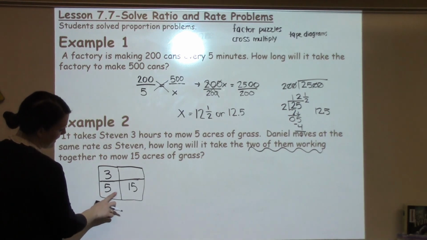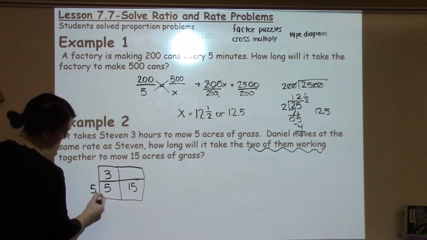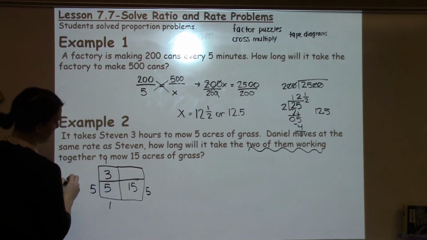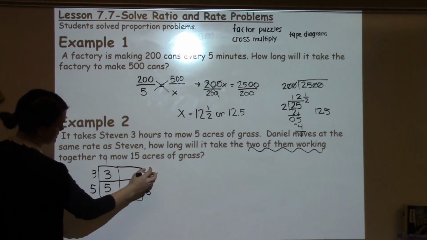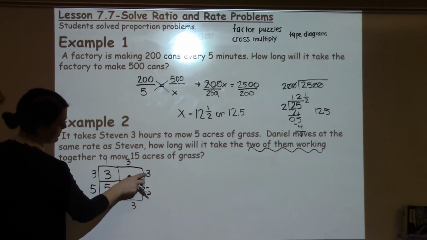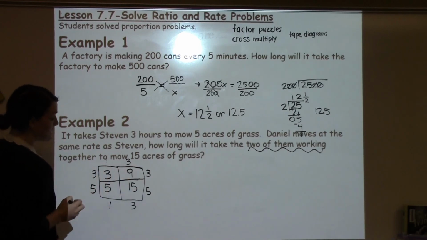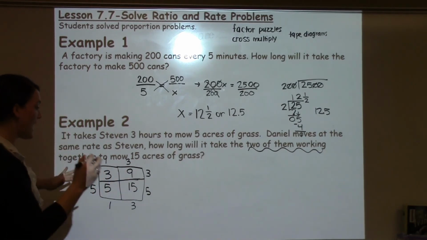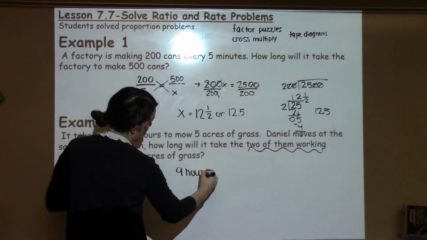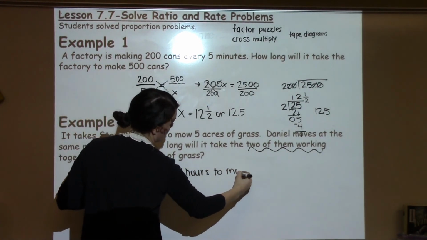So I see that 5 and 15 have a 5 in common, so it's going to shoot straight across. 5 times 1 gives me 5, so that's going to shoot straight here. 1 times what gives me 3? Well, that would be 3, shoots across. 5 times what gives me 15? That would be 3, goes straight up. 3 times 3 would be 9. So right now I know that it would take 9 hours to mow 15 acres.